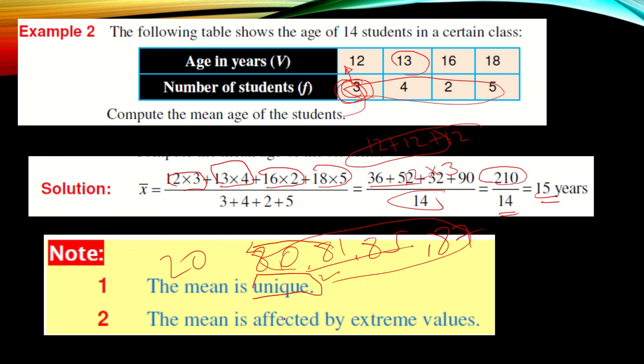So the mean is affected by extreme values. Even in your own scores, if you are calculating your average and you score in the hundreds or 90s in most subjects, and then you score below 50 in 2 or 3 subjects, that is going to affect your average or mean. So this is the behavior or property of the mean.